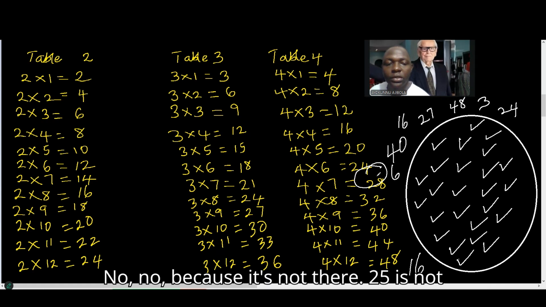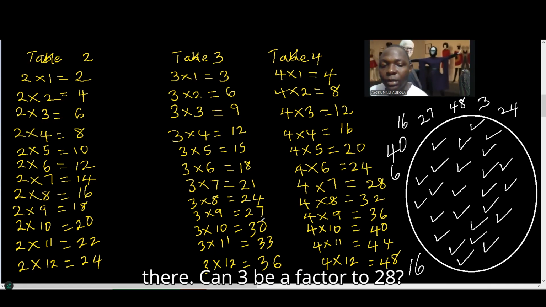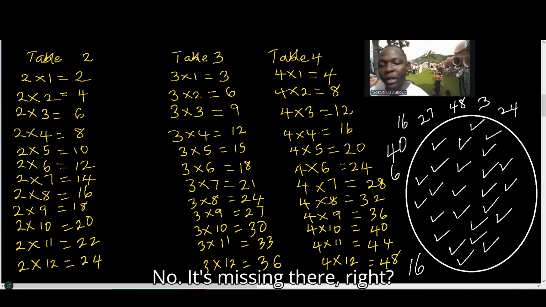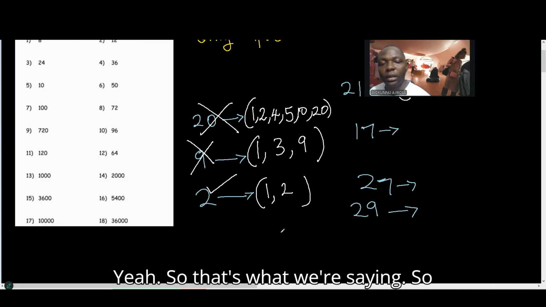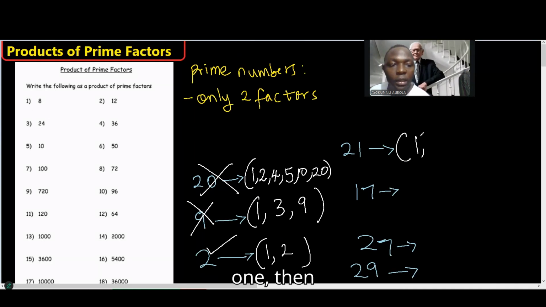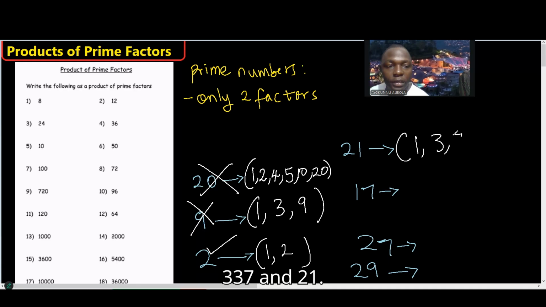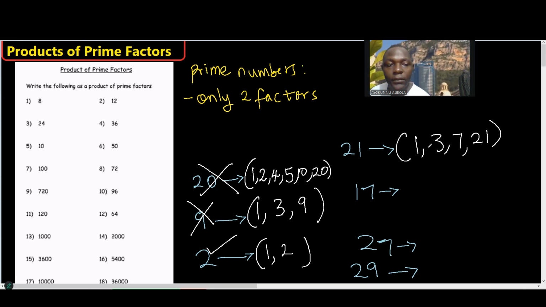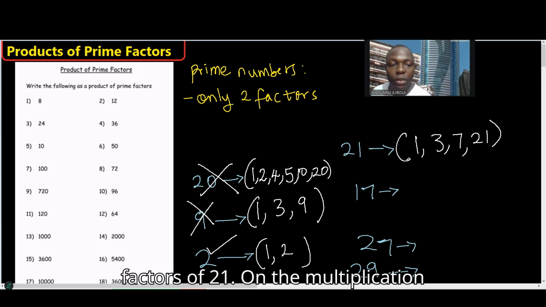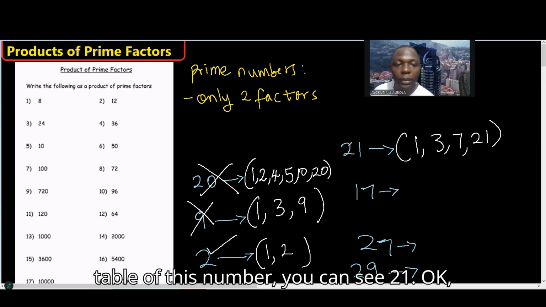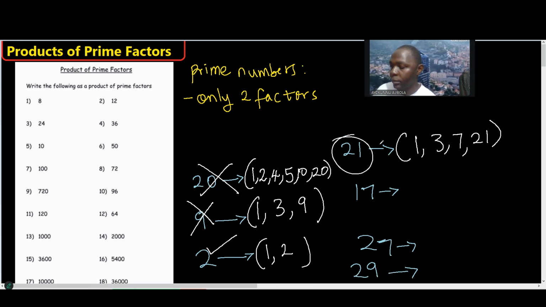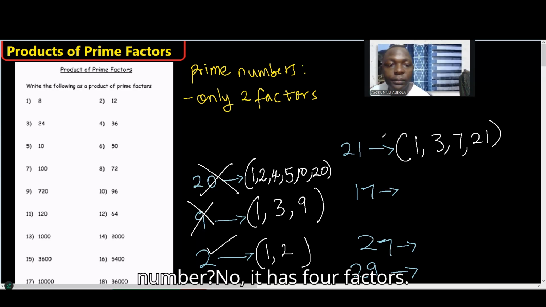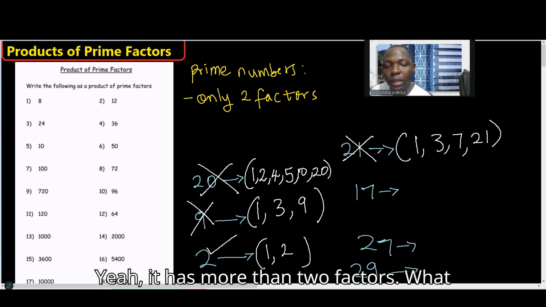Can 4 be a factor to 25? No, because it's not there. Can 3 be a factor to 28? No. It's missing there, right? So that's what we're saying. So 1, then 3, 7, and 21. All of these numbers are factors of 21. On the multiplication table of this number, you can see 21. Now, is 21 a prime number? No, it has 4 factors. It has more than 2 factors.